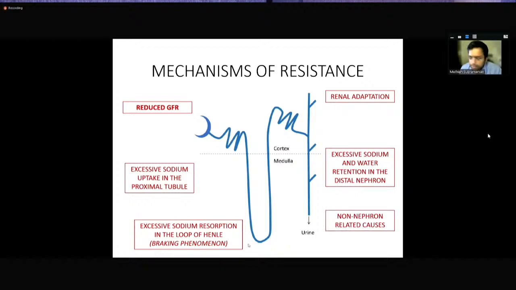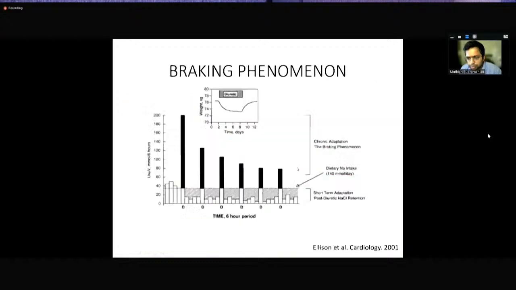The main thing that we often talk about is this breaking phenomenon that happens in the loop of Henle. The reason is your loop diuretics keep acting in the same place, and as a compensatory mechanism to their sodium resorption in the loop of Henle, there is hypertrophy of your cells in the distal convoluted tubule. So the sodium that is let go at the loop of Henle is reabsorbed at the distal convoluted tubule. So this is why these patients over time, their urine sodium, their fractional excretion of sodium comes down, and their urine output also comes down.